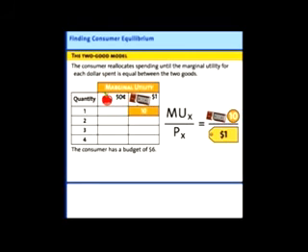Now, since apples only cost 50 cents, these 8 utils average out to 16 utils per dollar. That is, at the moment, we're getting more marginal utility per dollar spent on apples than we are on chocolate. So let's go ahead and put another apple into our shopping basket since they're such a good deal at providing us with satisfaction.